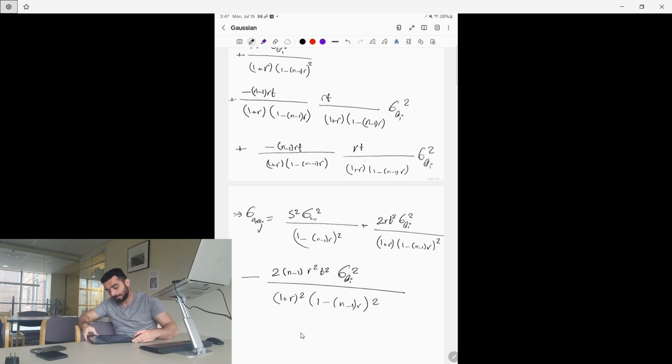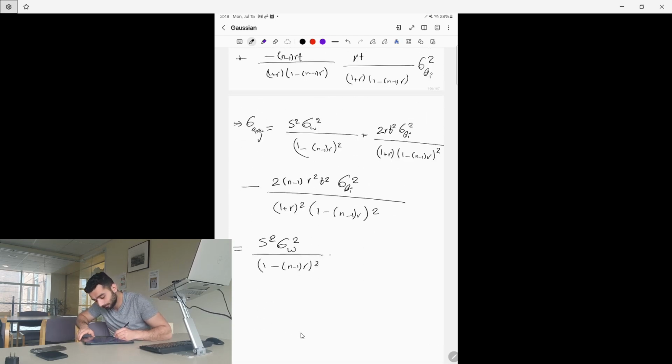I can do that. I can make it simpler. Will be s squared sigma omega squared 1 minus r squared plus something. Okay, yeah, plus this 1 plus r squared r squared 2 t squared.